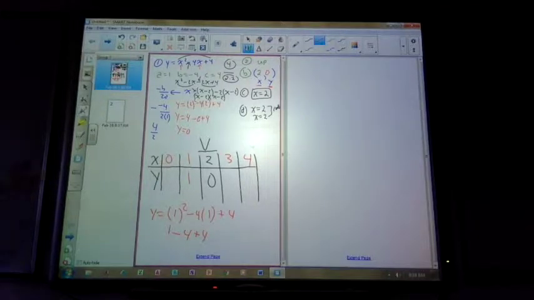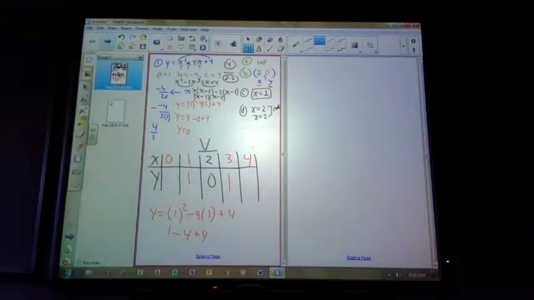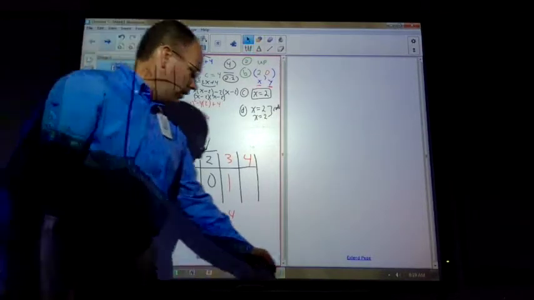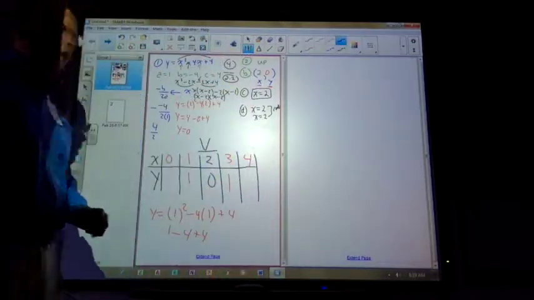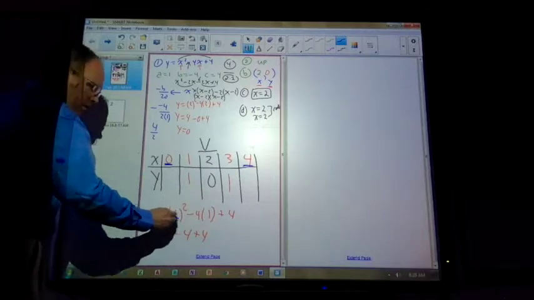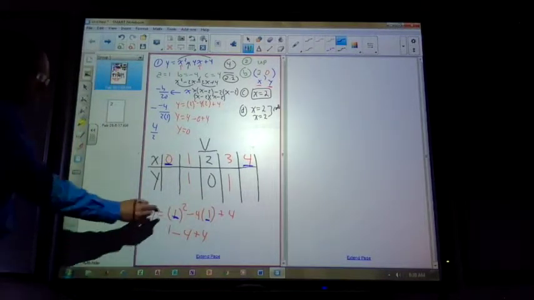Because it's symmetric, where else do I have a 1? At the 3, that's also a value of 1. Okay? Now I'm going to use the exact same equation, but I'm going to plug in either 4 or 0. Which one seems easier to plug in? 0, yeah. So I'm going to plug 0 here.